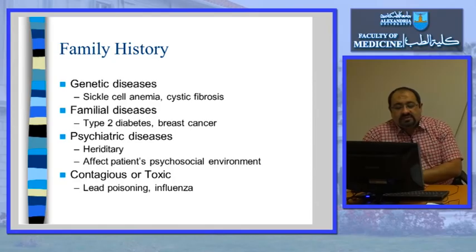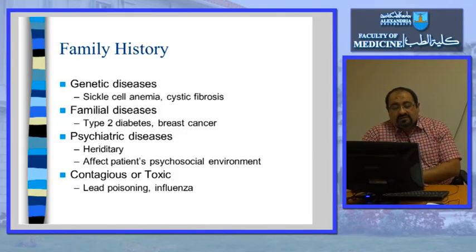As we have said, genetic diseases may run in families, such as sickle cell anemia and cystic fibrosis, and familial diseases such as type 2 diabetes and breast cancer. Certain psychiatric disorders, hereditary, can affect patients' psychosocial environment, and certain toxic diseases like lead poisoning or infectious diseases like influenza or bilharziasis may run in families.